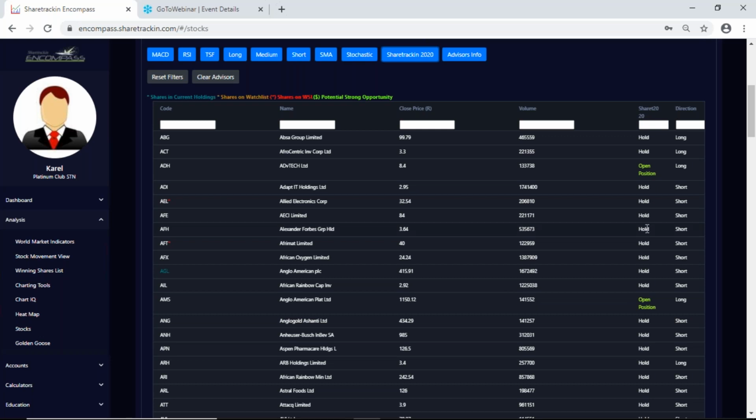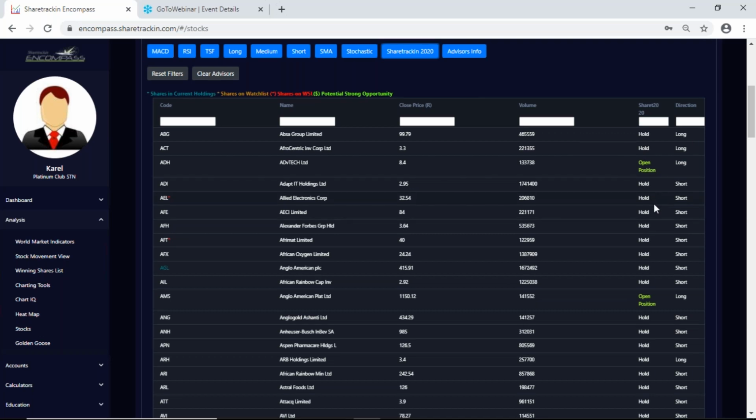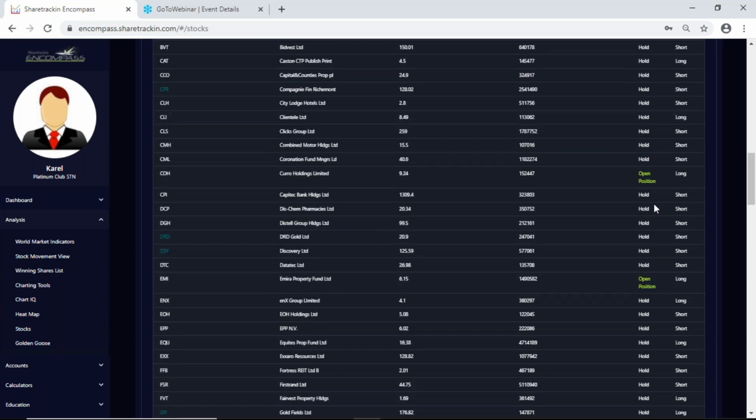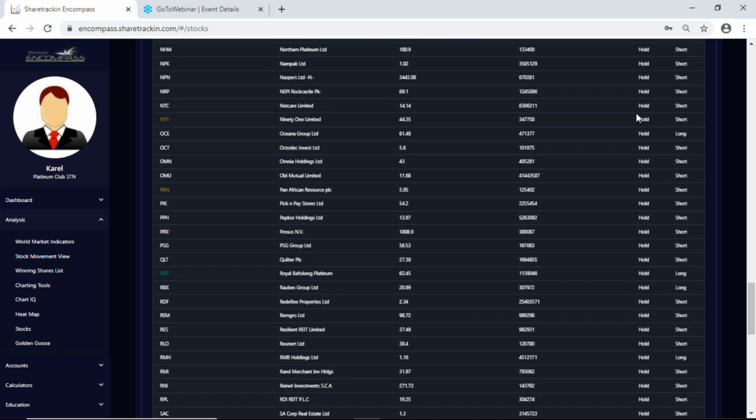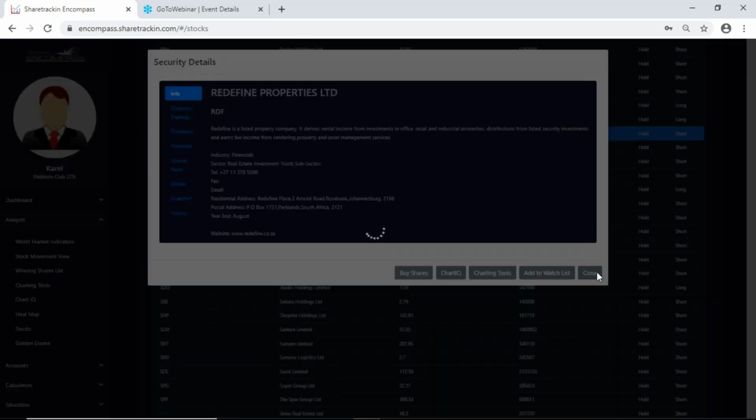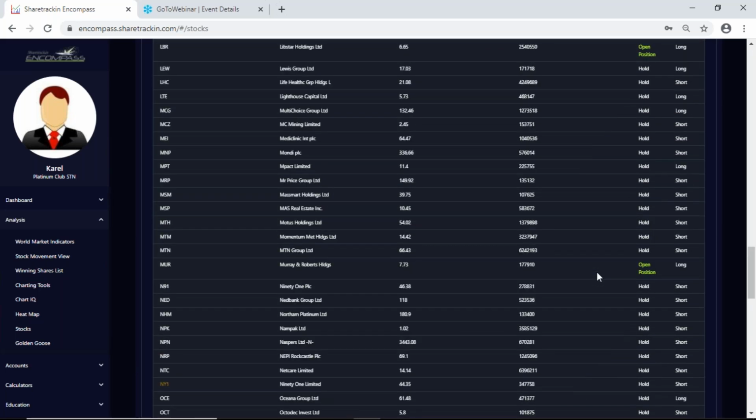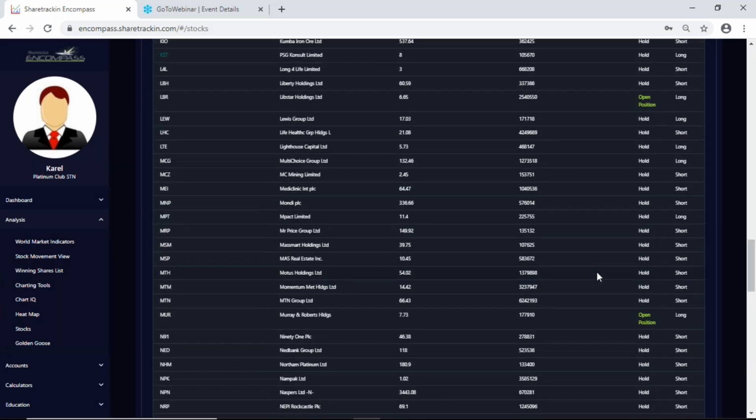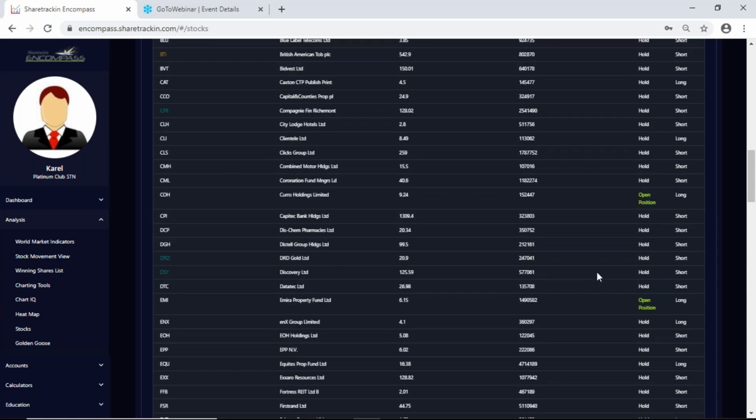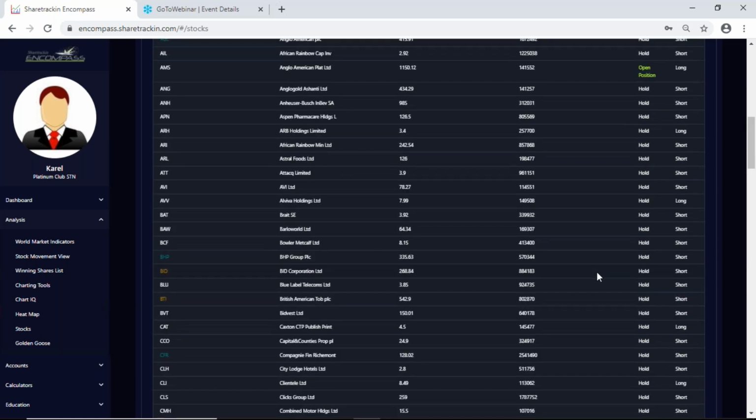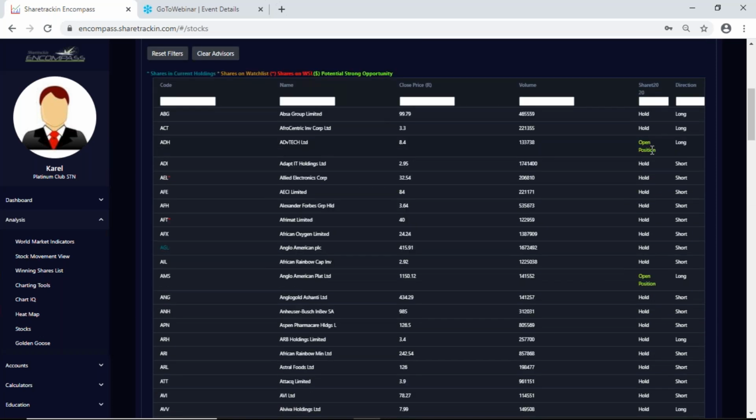In other words, this will either tell you to open a position, hold your position, or let's see, there should be one that says close if I'm not mistaken. Yeah, so it will either tell you to hold or open. In other words, basically it's telling you whether you should go and look at the share for a possible buy or hold on because it's already past its buying signal.